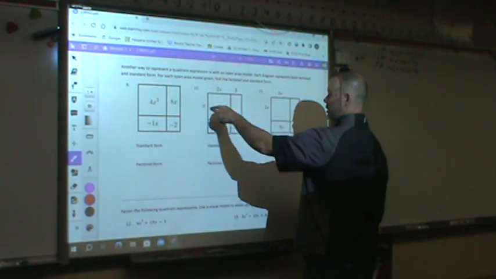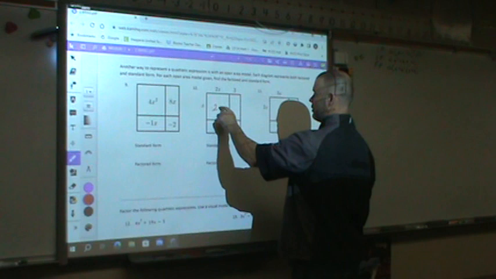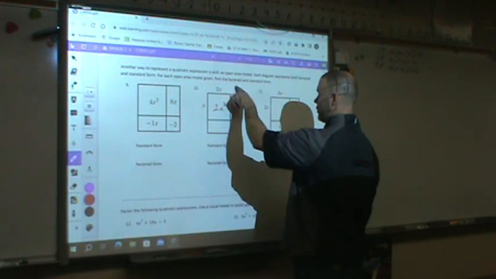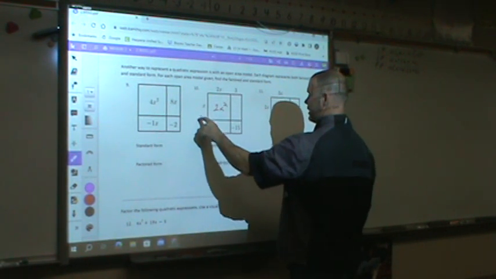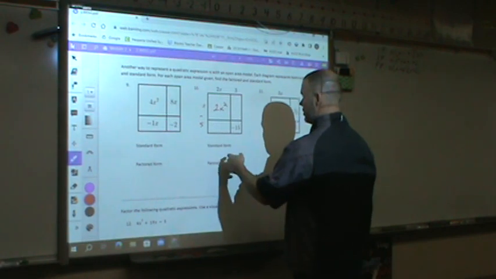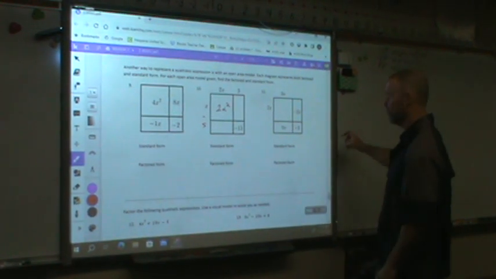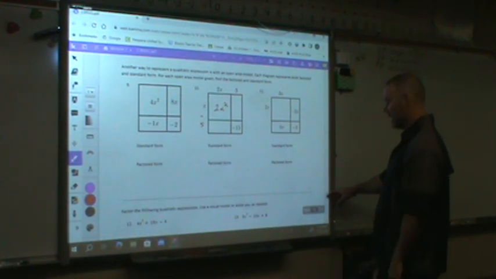I mean, they give you 2x and x, so that would be 2x squared, right? 3 times what is negative 15? That would be negative 5. So you should be able to write standard form, factored form. If you have trouble with 9, ask.